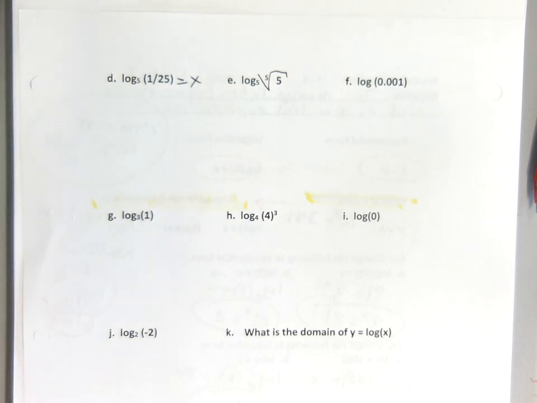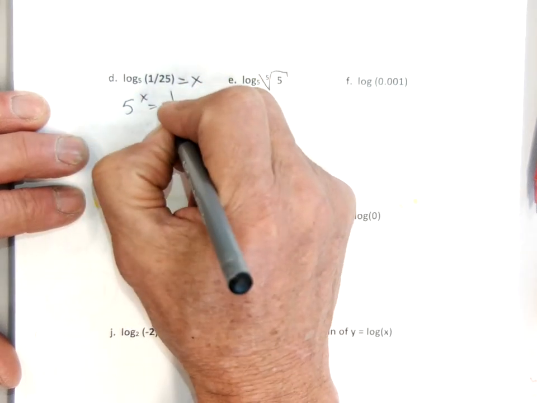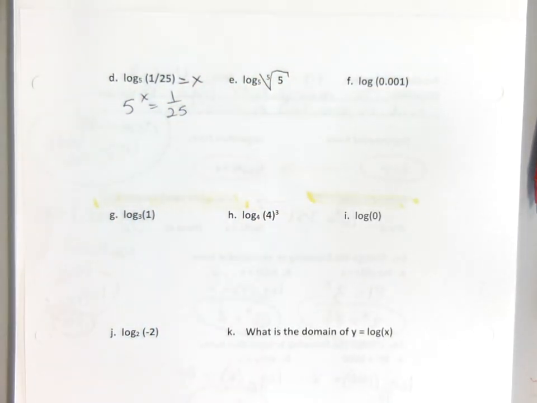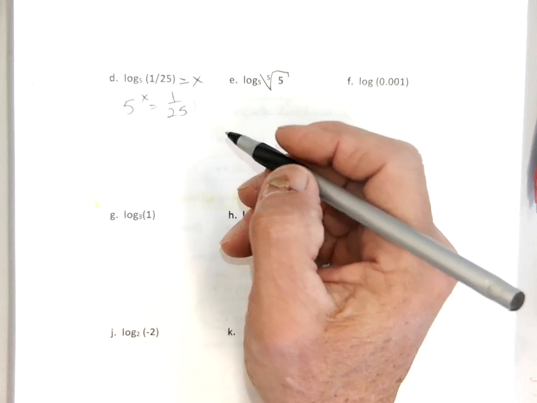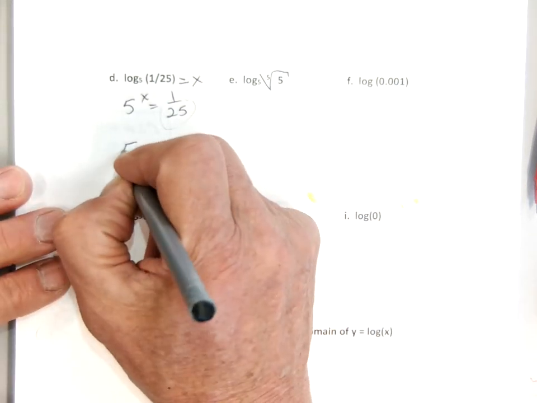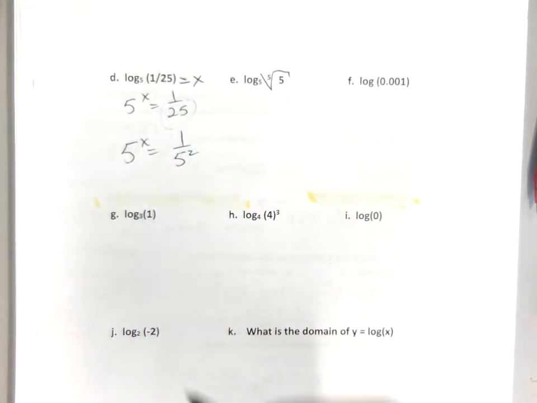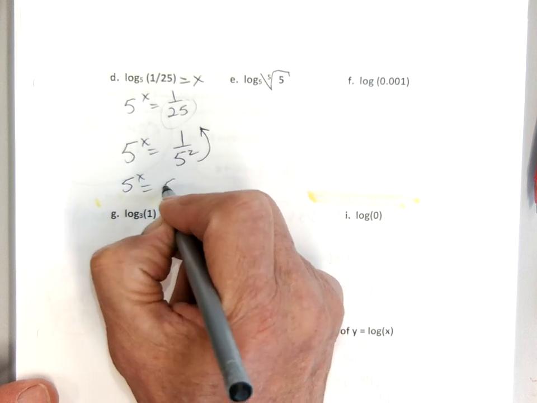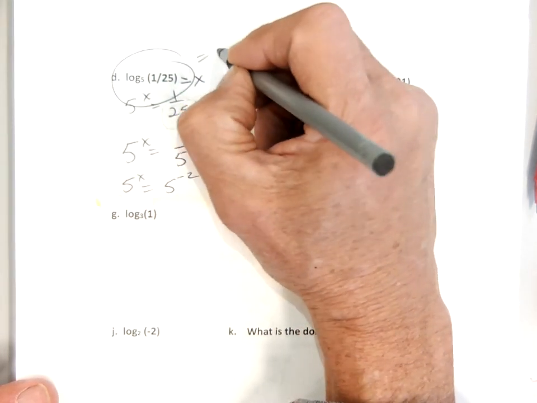Okay, so I'm going to go 5 to the x equals 1 over 25. Now, if I can make them the same base, that's easy. So 25, that's got to be a 5 number, right? Isn't 25 a 5 number? What is it? Yeah, you're ahead of me. Yes. So 1 over 5 squared. And then Lauren said, you bring it up, right? 5 to the x equals 5 to the negative 2. So this expression is equal to negative 2.